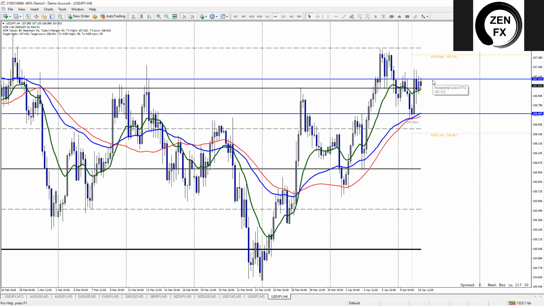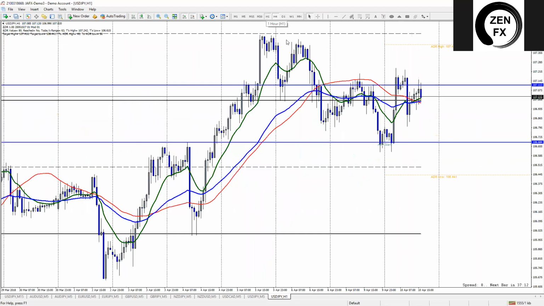Our lower probability setup will be a short trade, but we might still be able to get a good bounce trade or a magnet trade. But we have to realize that it's going to be higher risk, because it's going to be a counter trend. So we've got our strong support and resistance.